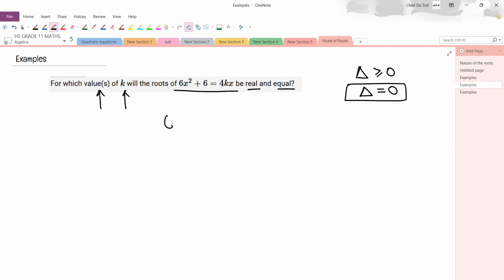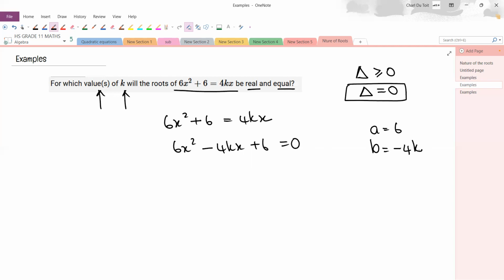Okay, I'm going to fix this equation: 6x squared plus 6 equals 4kx. I'm going to take it over to the left side. Then I have 6x squared minus 4kx plus 6 is 0. So this is a quadratic equation where my a value is 6. You happy with that? And my b value is negative 4k, everything but the x. And my c value is just 6. Quickly look at that and tell me if you understand what I've done. Yeah, I understand.